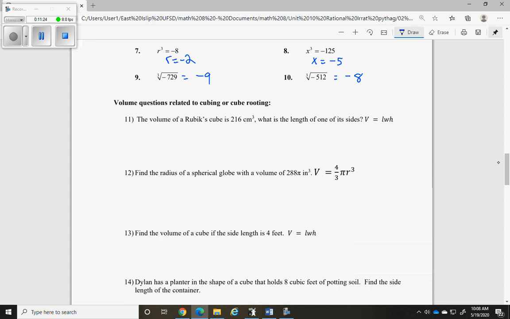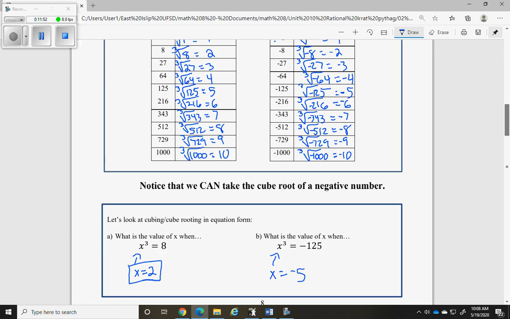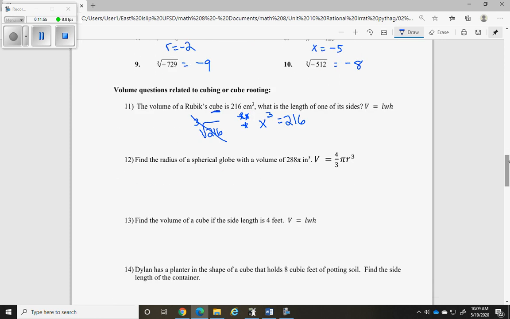Again, it can be related to volume. So if they tell me that the volume is 216 of a cube, the length of one of its sides, it really means I'm trying to find the cube root of 216. Or what I can say is I'm trying to think of some number to the third power that is 216. This is probably the nicer way of writing it. So a number to the third power that's 216 would be 6. So what is the length of one of its sides? It would be 6 centimeters.